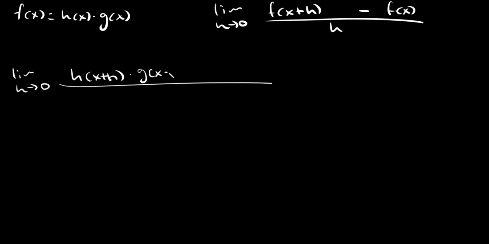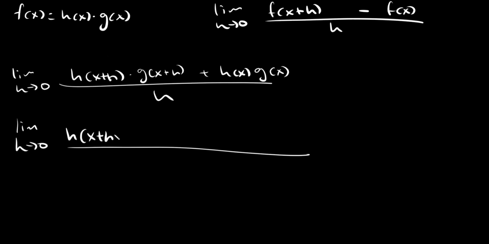Times g prime of x. I just plug in my x plus h, and that's it. I hope so far you guys are not confused, and that everything is going smoothly for you. So this is when I plug in x plus h inside of my functions h of x and g of x. If you were going to try this alone, you're not going to succeed. Trust me, this is not something easy.